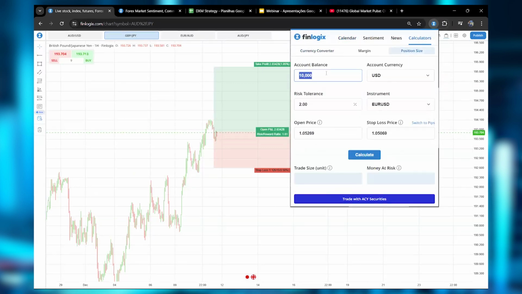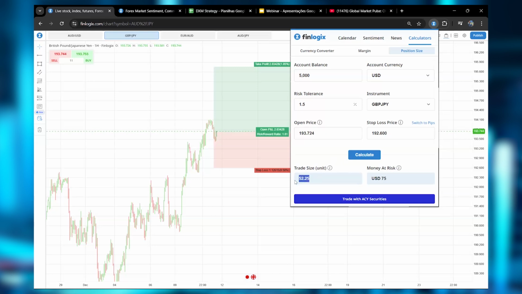Position size, 5,000 US dollars, 1.5%, GBPJPY. Good. Then the open price would be 193.724, and the stop loss price will be 192.600. Let me see. Yeah, it's not working properly. Okay, it's not going to be 52 lots. No way.